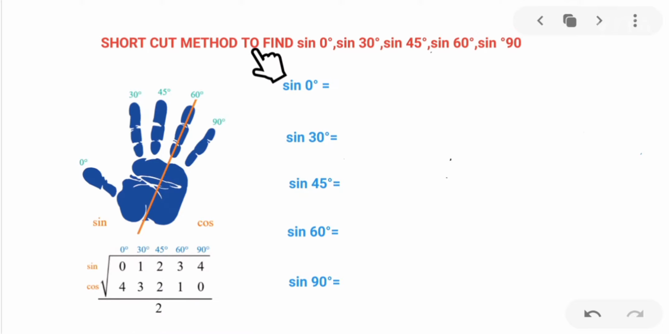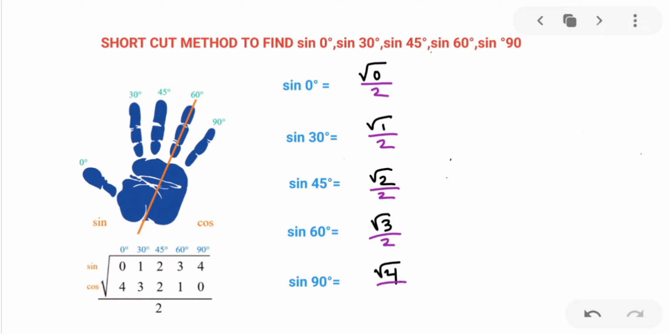So let us understand a shortcut method to find out sine 0 degree, sine 30 degree, sine 45, sine 60 and sine 90. So this is a finger method. First you write the values, that is sine 0, sine 30, sine 45, sine 60 and sine 90. Now in the numerator you have to write root 0, root 1, root 2, root 3 and root 4. And in the denominator you have to divide by 2 everywhere. So root 1 by 2, root 2 by 2 and root 3 by 2, root 4 by 2.